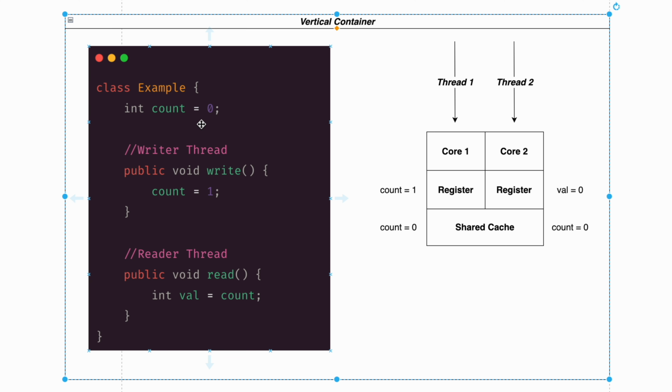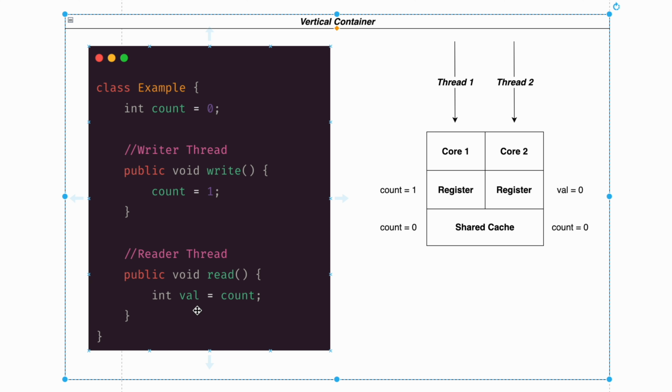So to begin with, there is a variable whose value is 0. The count variable starts with value 0, and assume at a certain point of time thread 1 gets to execute on core 1 and thread 2 gets to execute on core 2. So basically both of these two threads are running in parallel. The value of count is updated as 1 by the writer thread, and at the same time the value of count is loaded into val.